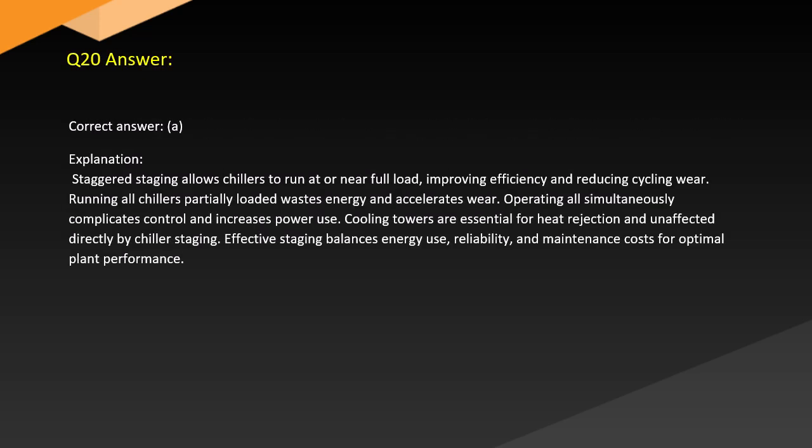Answer. Correct answer: A. Explanation. Staggered staging allows chillers to run at or near full load, improving efficiency and reducing cycling wear. Running all chillers partially loaded wastes energy and accelerates wear. Operating all simultaneously complicates control and increases power use. Cooling towers are essential for heat rejection and unaffected directly by chiller staging. Effective staging balances energy use, reliability, and maintenance costs for optimal plant performance.